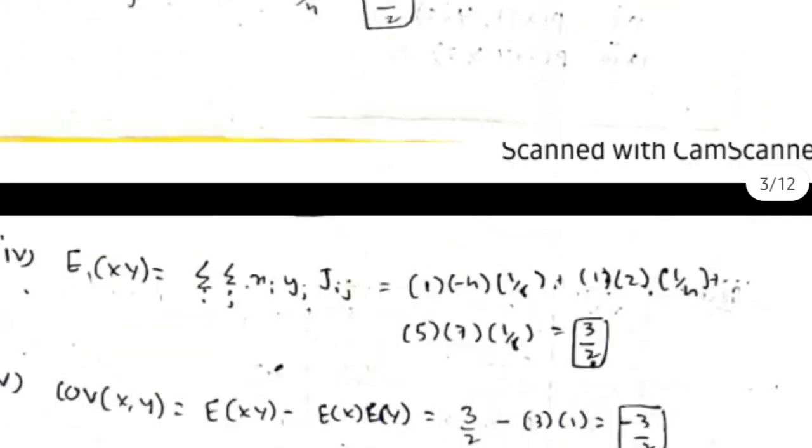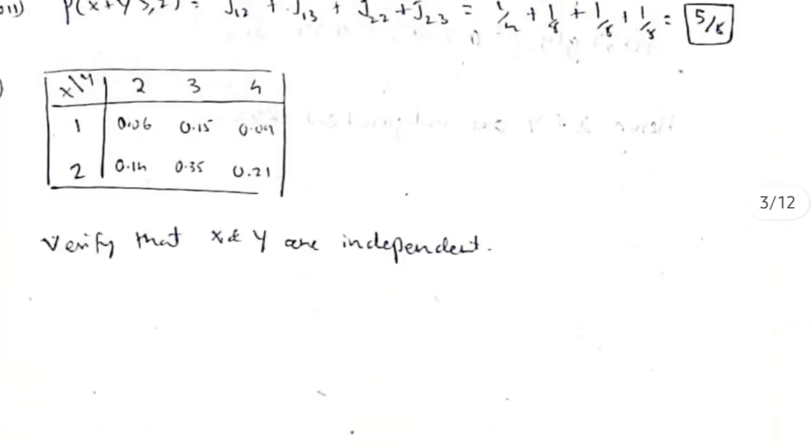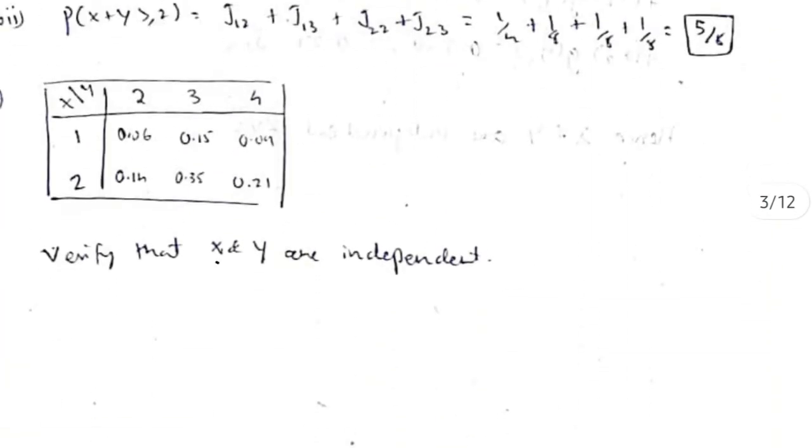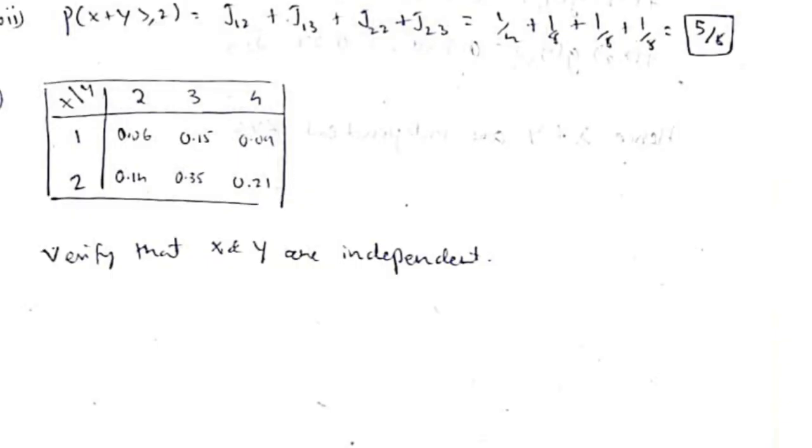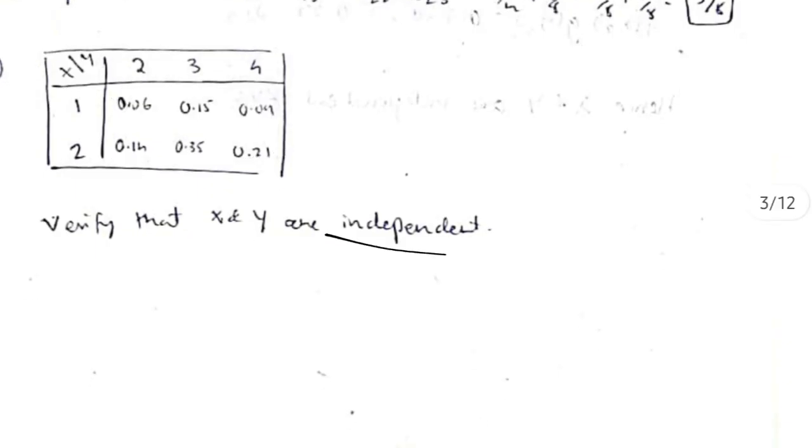And the second type is they could ask you to find out if x and y are independent. Let's discuss what being independent means. In this table, what does x and y being independent mean, and how do we verify that? See here, this is the same table. We have 2 rows and 3 columns. These are the j elements. Let's see how to find out the independence of x and y.